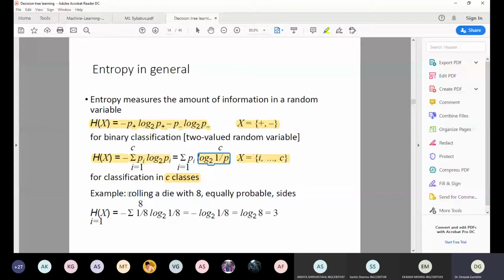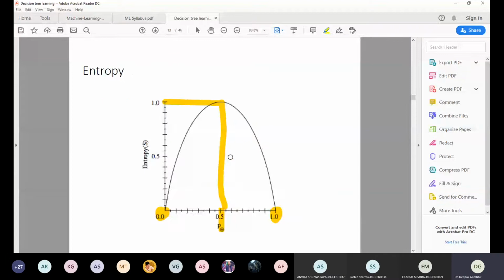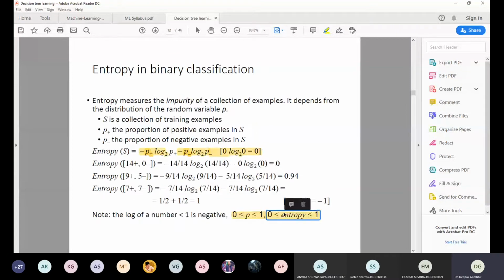Now in the case of rolling a die with 8 equally probable sides, that is an unbiased die. If you roll it and compute the entropy, the probability of occurrence of each side is equally likely, so that is 1 over 8. If you compute the entropy, that would come out to be 3. This is the case for multi-class classification. For binary class classification, the entropy would be between 0 and 1.